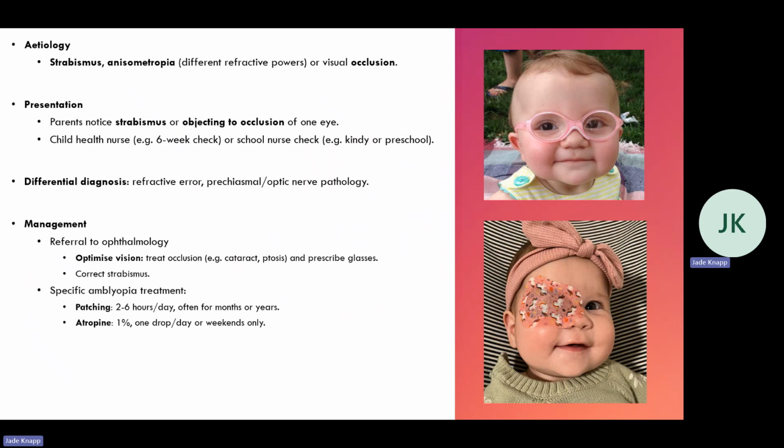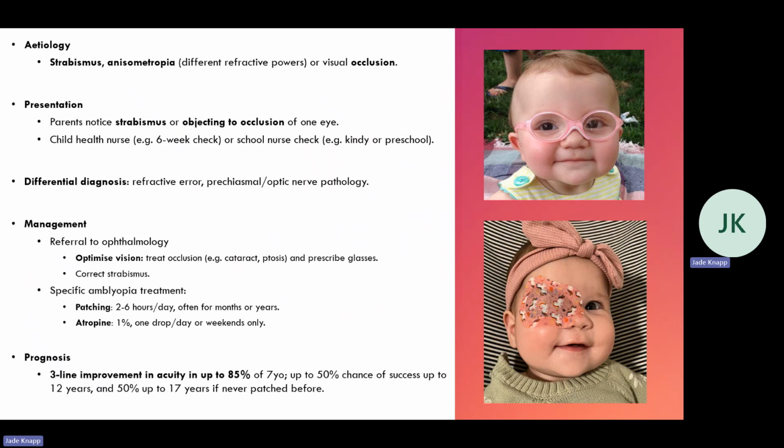If patching's just not working, an alternative is a drop of atropine, which can be used once a day or less often and is equally effective. So 1% atropine. And this dilates the good eye, which is a way of blurring their vision. So we call it pharmacological patching. So you're patching the eye using atropine.